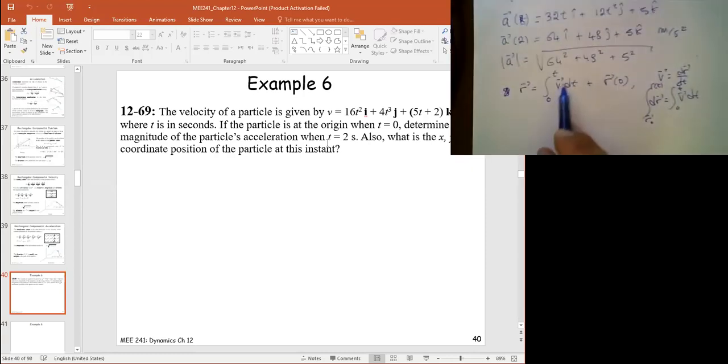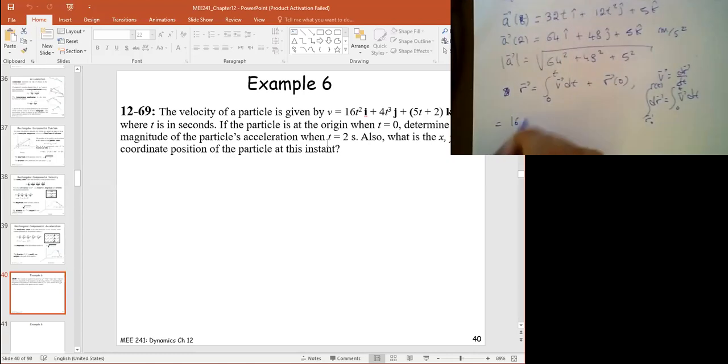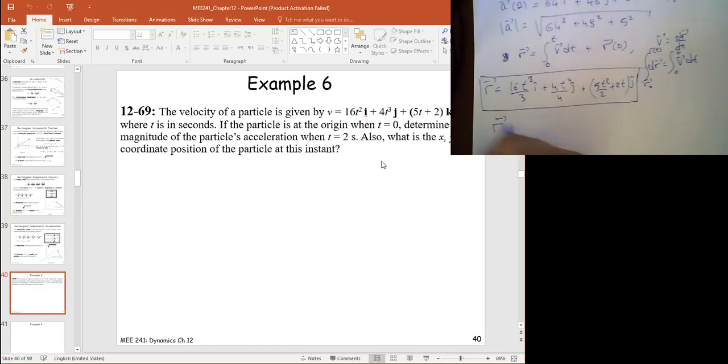So what is the integration of the velocity as a function of time? You will simply integrate that. So the integration of this is 16 t cubed over 3 i plus 4 t to the fourth over 4 j, plus what is the integration of 5t plus 2? It's going to be 5t squared over 2 plus 2t, right? And that is your r. So in that case, you will simply replace t by 2 seconds.